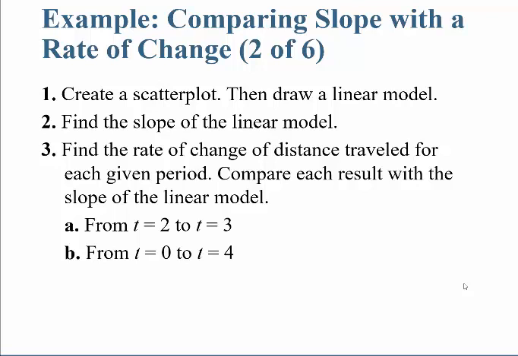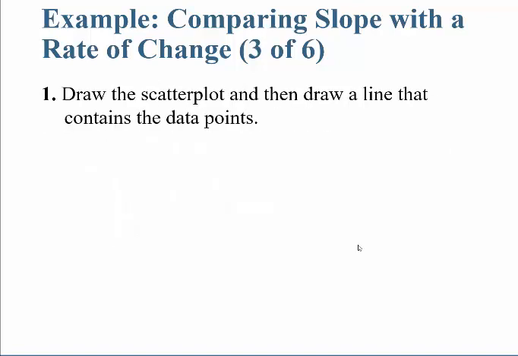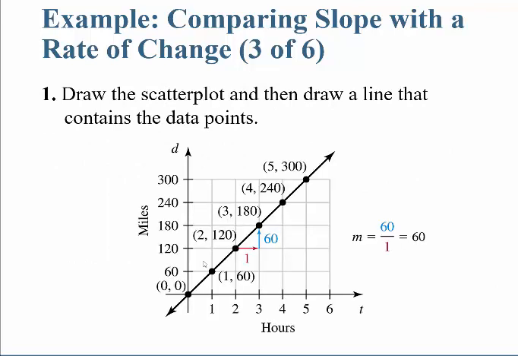Create a scatter plot, then draw a linear model. Find the slope of the linear model, find the rate of change of distance traveled for each given period, and compare each result with the slope of the linear model. Do it from t equals 2 to 3, and then from t equals 0 to 4. If you draw a scatter plot, then draw a line through the data, you'll see that it's a perfectly linear line like this, actually. And then just picking 2 points, you can see that the change in y is 60 with the change in x here.